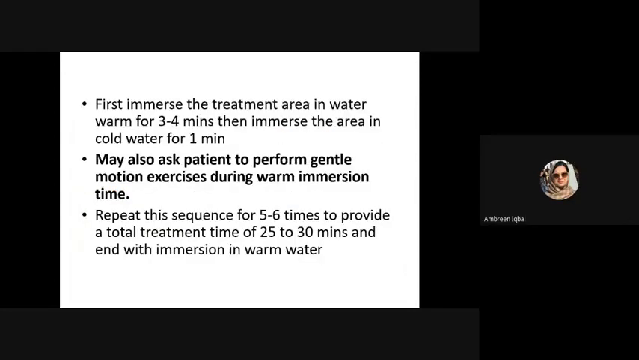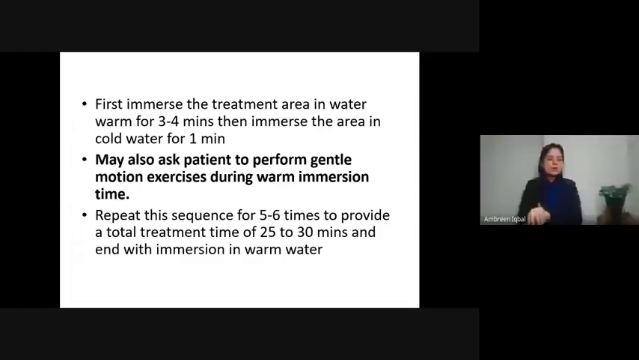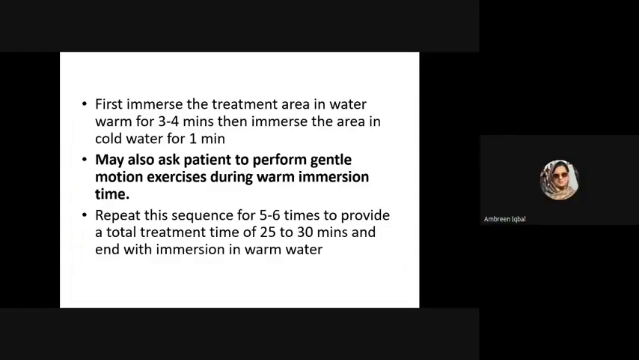Now, coming back to the previous point, there are two tubs. One contains hot water at 38 centigrade, the other contains cold water at 10 to 18 centigrade. The next step is to immerse the treatment area first in warm water for 3 to 4 minutes. Then we immerse the limb into cold water for 1 minute. While the limb is in the warm water, you may guide your patient to perform some gentle motion exercises, like moving up and down, right and left, clockwise and anti-clockwise, during the warm immersion time.